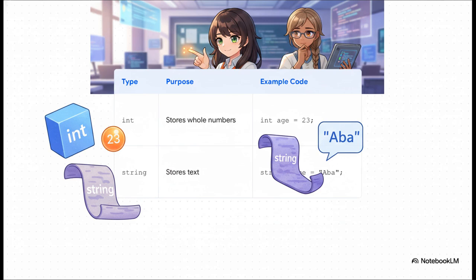Now, not all boxes are the same. They come in different types for different kinds of information. For now, let's just focus on the 2 big ones you'll use all the time. If you need to store a whole number, like an age, you use an int. That's short for integer, so you'd write int age equals 23. But if you need to store text, like a name, you'd use a string. So you'd write string name equals Abba. Just remember that text always goes inside those double quotes. The whole trick is just picking the right box for the job.